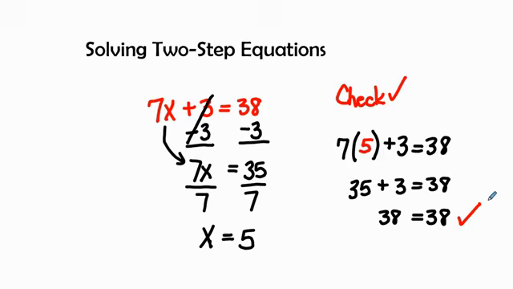Just as a reminder, when we are solving two-step equations, we are going to manipulate the equation to get x by itself. We're going to find our solution. In this case, it was x = 5. And then we're going to check our work. And we know once both sides are set equal to each other, our answer checks out and x = 5 is the correct answer.